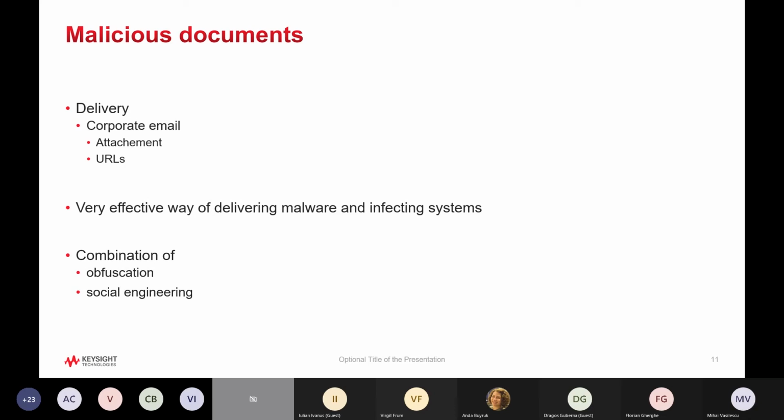And usually, when this happens, there are two ways: either large volume spam, spray and pray, or people use some reconnaissance first to do more targeted messages. But they all have some things in common. Basically, they have an attachment, which is usually a document or a zip file, or some URLs where you can download these payloads. So this is a very effective way of delivering malware and infecting systems.